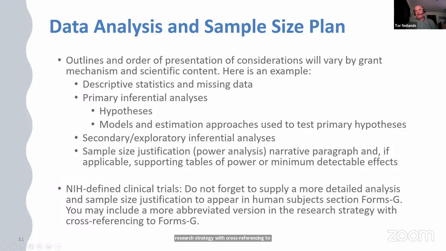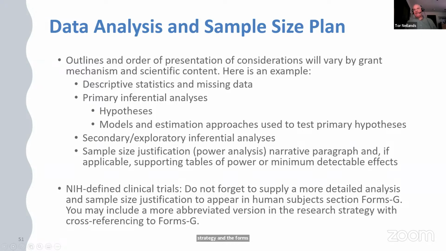So when I've reviewed applications, I've seen a gamut of how people choose to report data analysis plans in their applications when they're proposing a clinical trial. I've seen at one end of the continuum some applicants who basically put in a sentence in the approach that says, our data analysis plan is described in Forms G, go there and look at it, all the way to applicants duplicating the same plan in the research strategy and the Forms G.